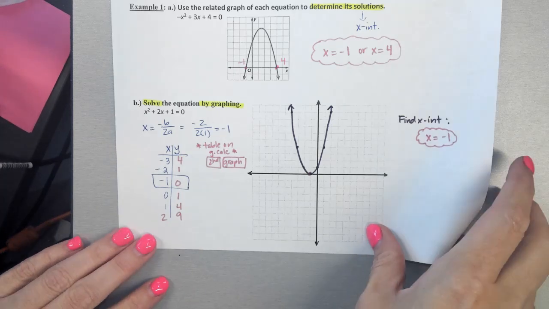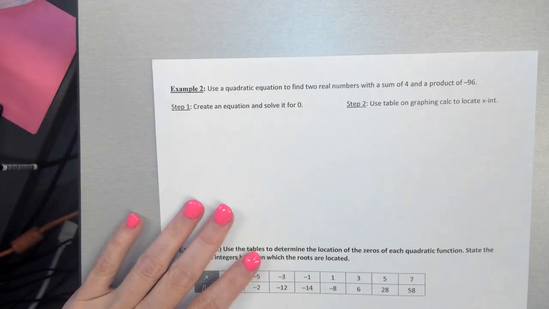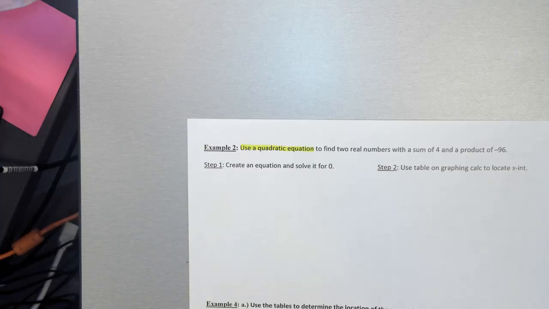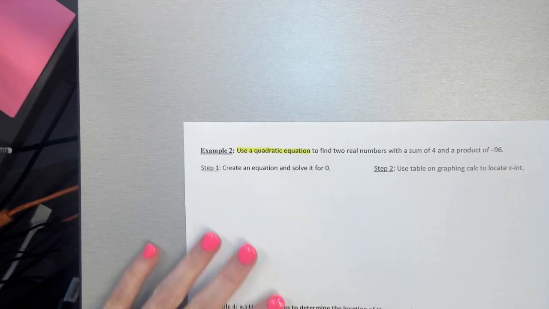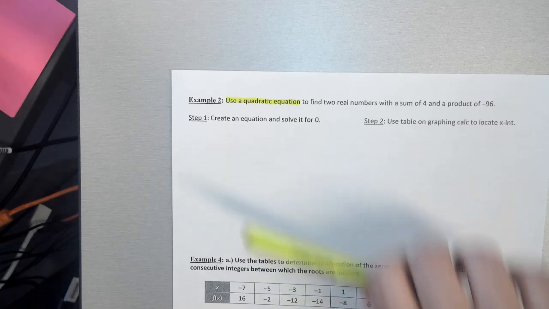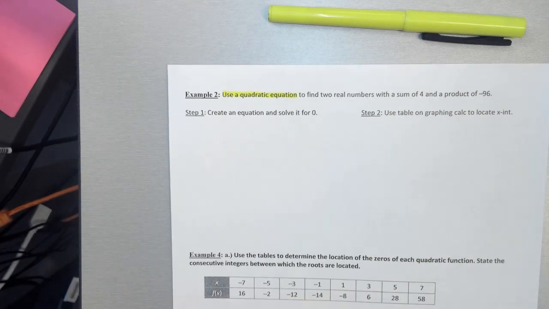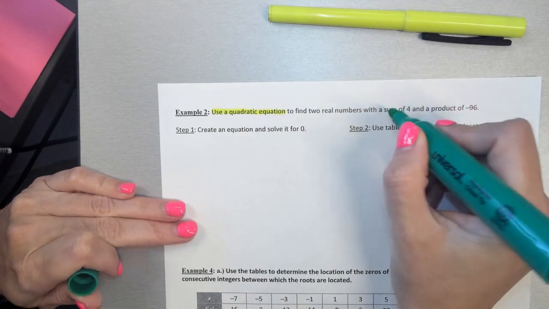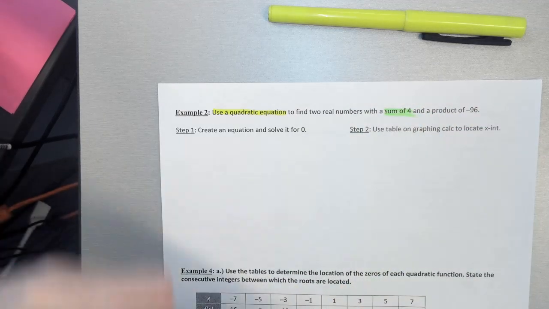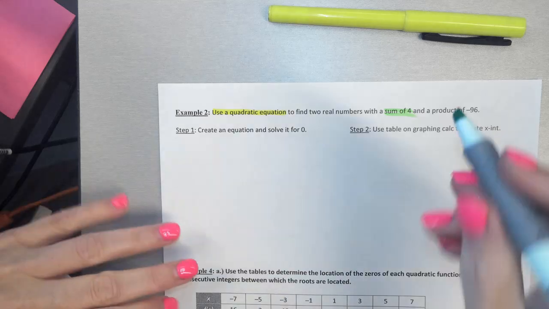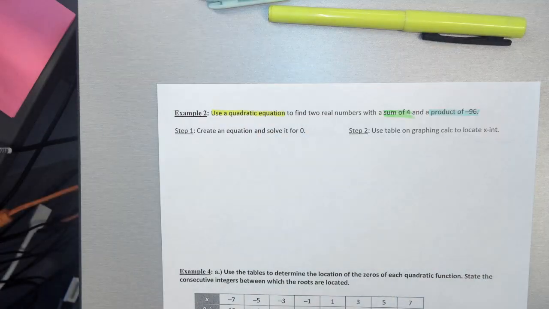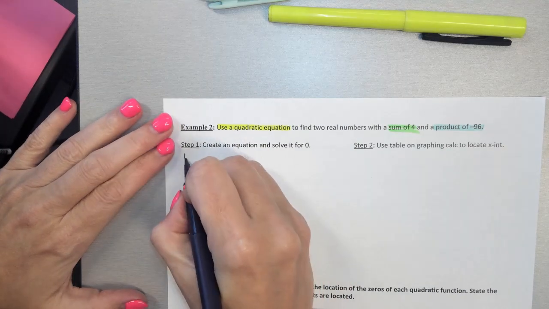All right. Now, for example 2, notice it says we have to use a quadratic equation, which means we are going to have to write an equation for this problem. Then you are going to find 2 real numbers that have a sum of 4 and a product of -96. So a sum of 4, a product of -96. We're going to create an equation and solve it for 0.